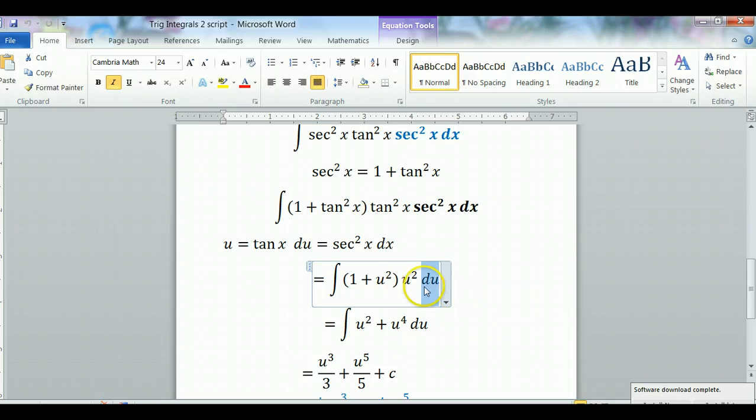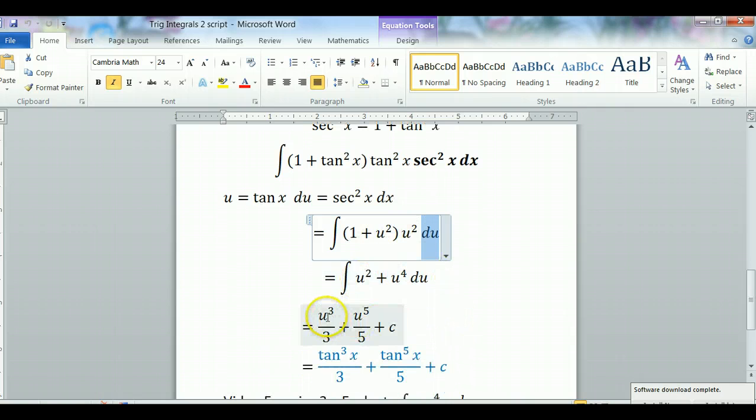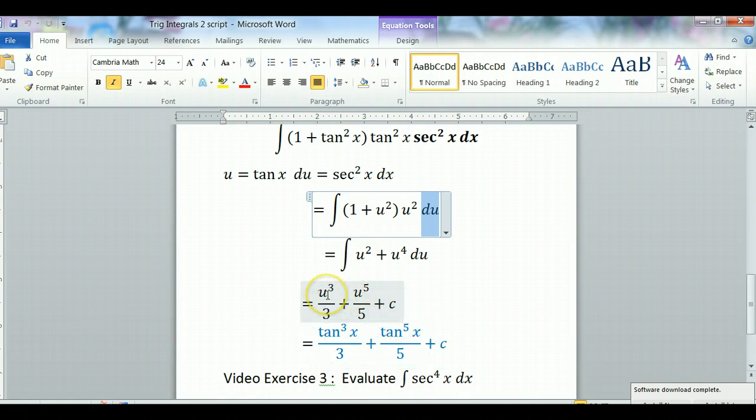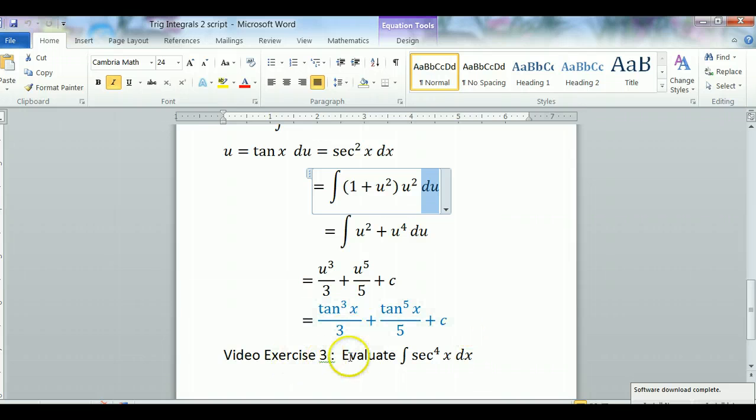Now the easiest way to integrate this would be to distribute the u squared inside, in which case we will get u squared plus u to the 4, and when you integrate that using the power rule, you get u cubed over 3 plus u to the 5 over 5 plus a constant. We are almost done now. The only thing left to do would be to plug back the substitution. So u is equal to tangent x, so this will become tangent cubed x over 3 plus tangent to the 5 x over 5 plus c.